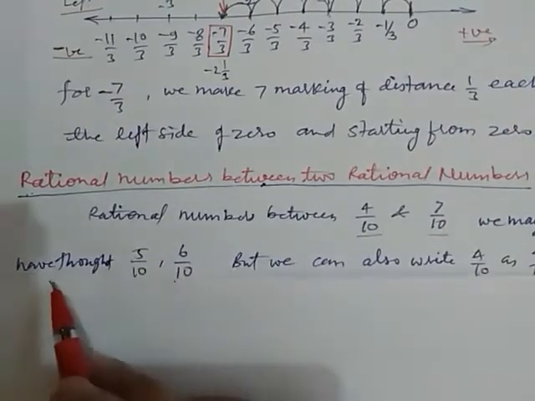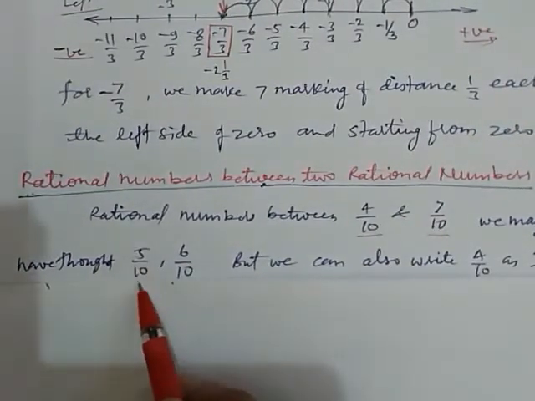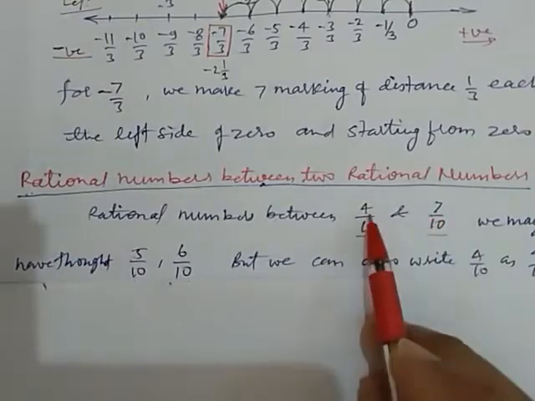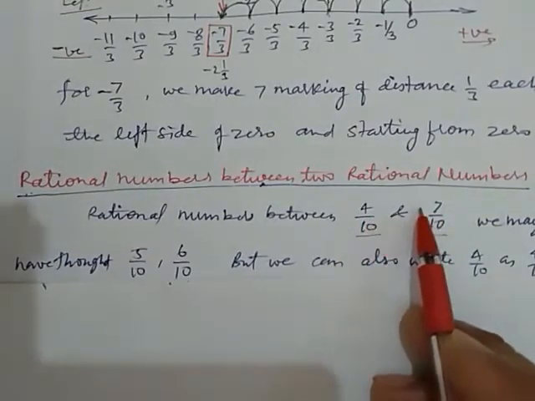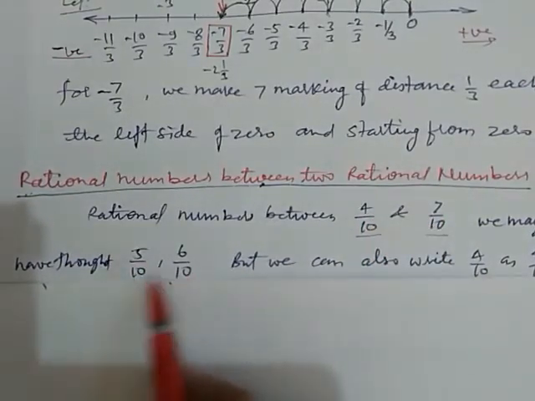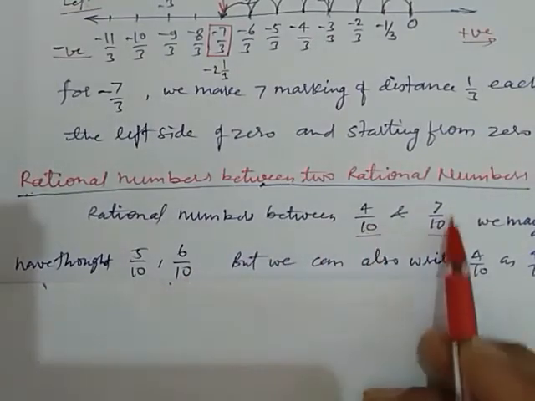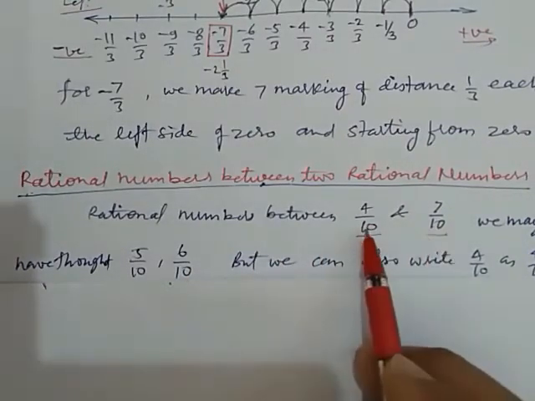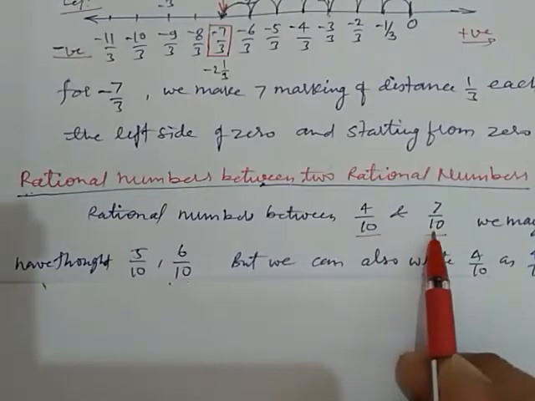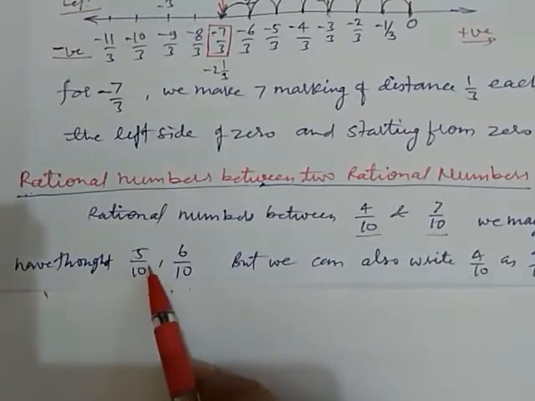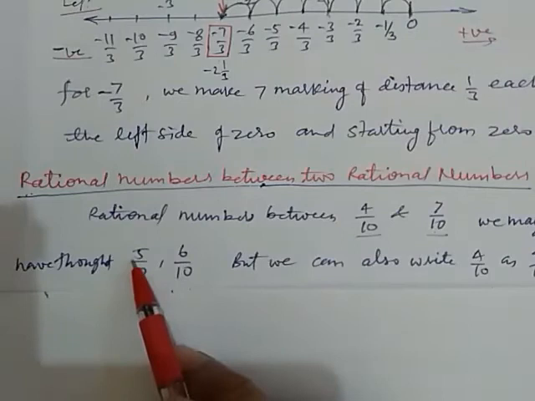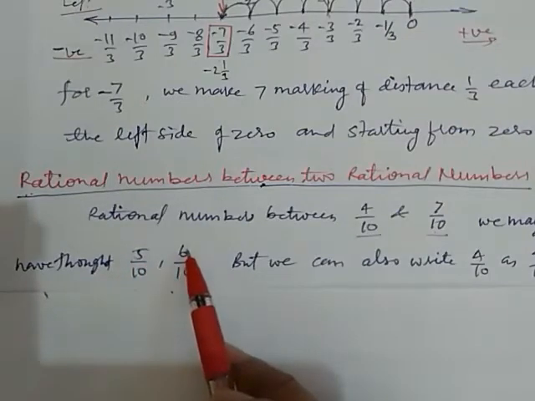We can think of 5 by 10 and 6 by 10 in between them, after 4 by 10. So these two numbers are between 4 by 10 and 7 by 10. Here the fractions are like fractions, so we can easily find the numbers by increasing the numerator.